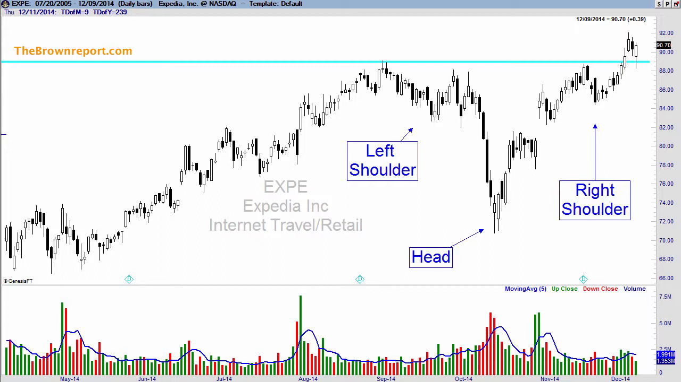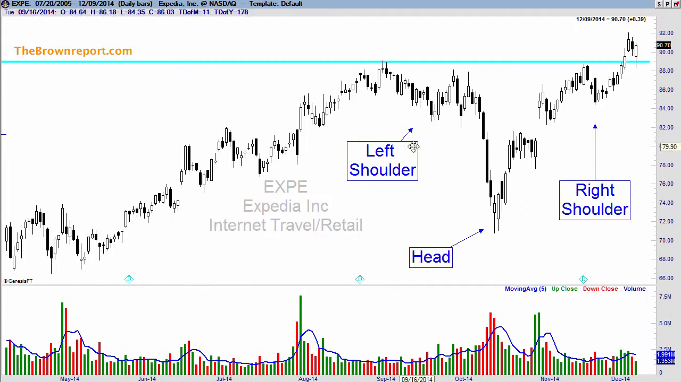Hopefully you watched the last video where we talked about the head and shoulders pattern. If you didn't, there'll be a link to it at the end of this video. In this one, I want to talk about the reverse of that pattern, which is the reverse head and shoulders pattern, a bullish pattern opposite of the original head and shoulders, which is a bearish pattern.